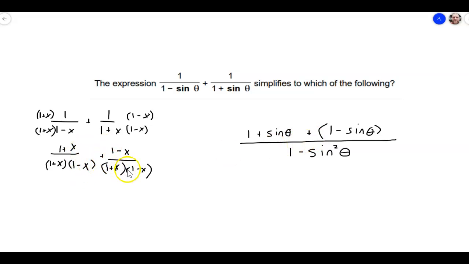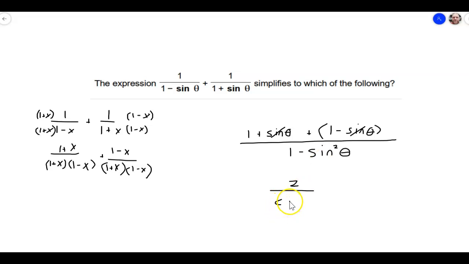So this is what this is going to turn into. I just combined these two fractions together, and this is what I get over here. Now the two ones are going to cancel out, so I'm going to end up getting 2 over, and then the 1 minus sine squared of theta is equal to cosine squared of theta.